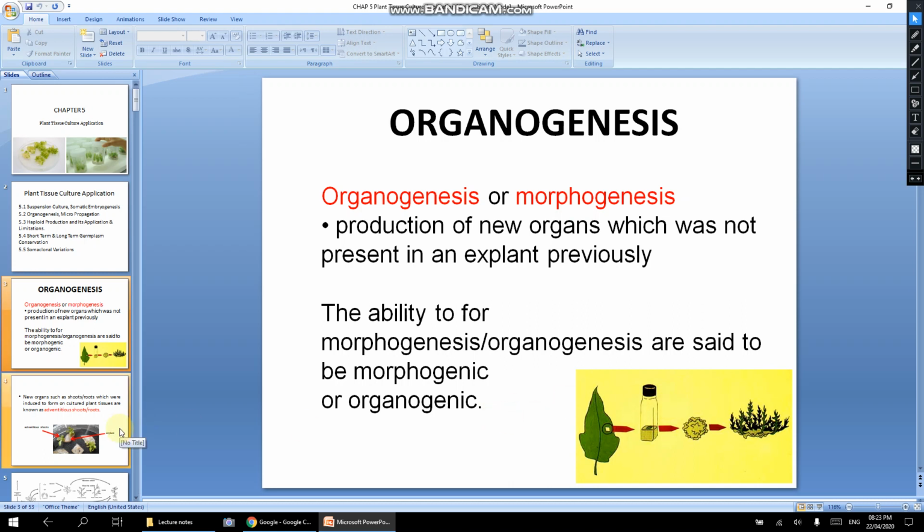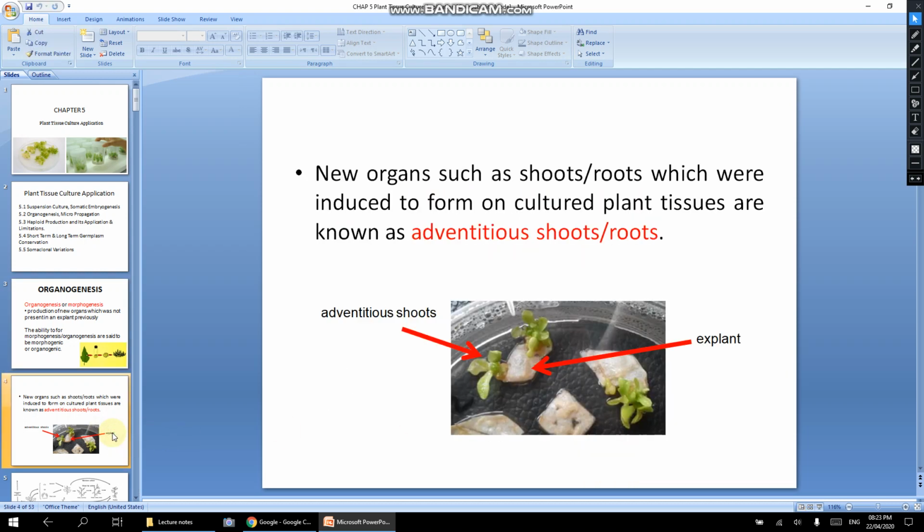Okay, so we say that this part is basically morphogenic or organogenic, and the new organs such as shoots or roots which are induced to form on cultured plant tissues are known as adventitious shoots or roots. So this one is coming out from the explant, so they are known as adventitious shoots or roots.